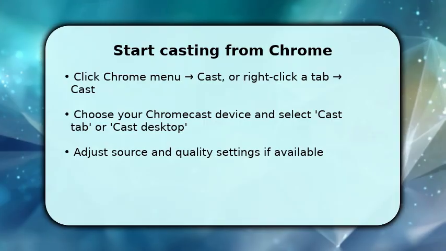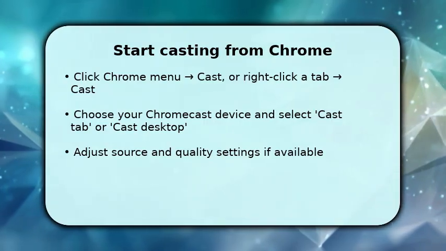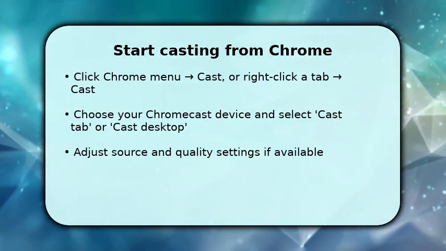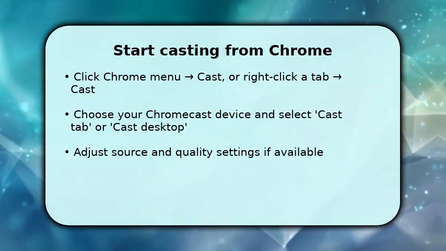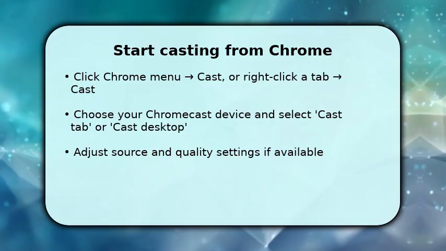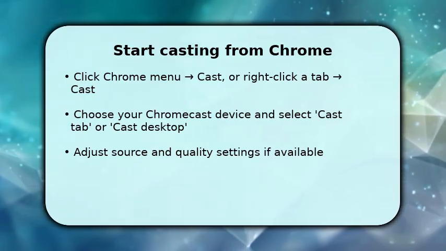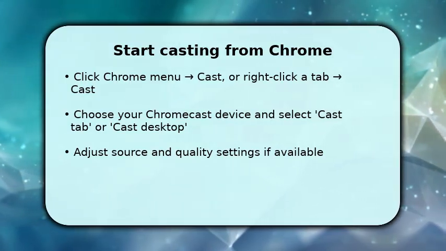You're ready to cast. Click the three-dot menu in Chrome and pick Cast, or right-click the tab you want to share and choose Cast. When the device list appears, select your Chromecast, then pick whether to cast the active tab, your full desktop, or a file.